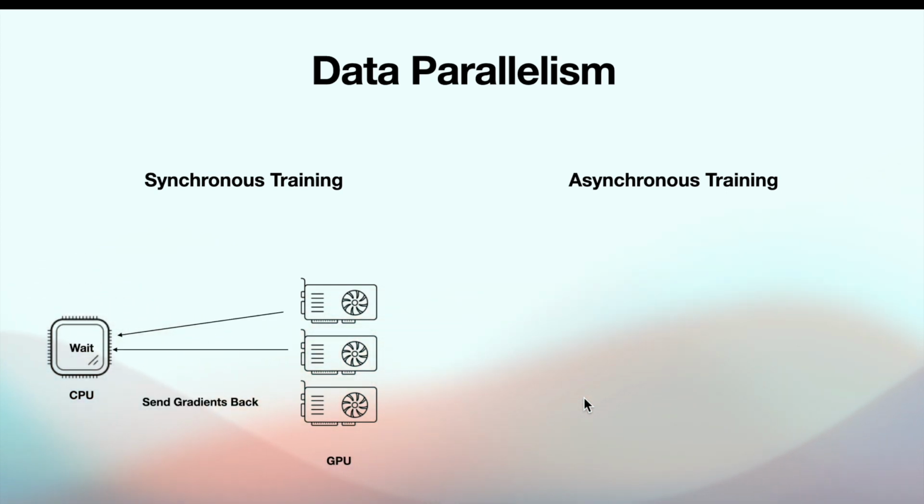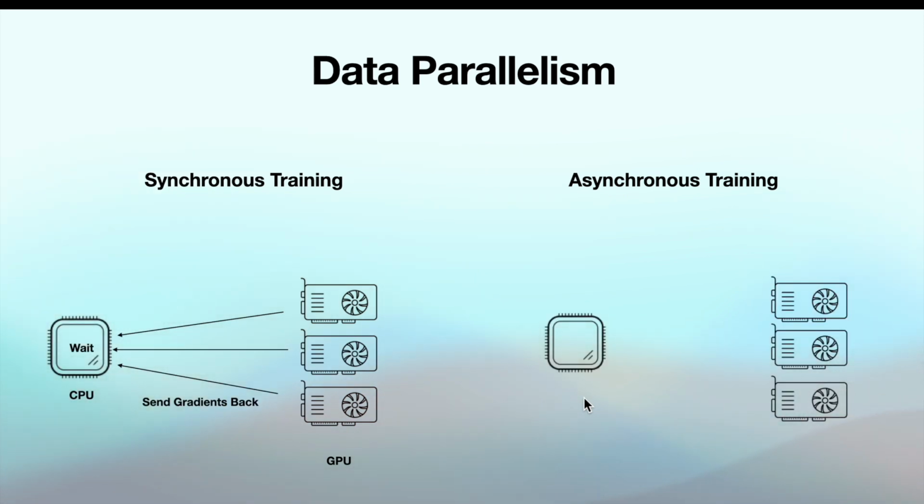Once all the gradients are sent back, they are all aggregated using an all-reduce process, and then the new model is again sent back to the GPUs with a new chunk of data to train. This goes on and on until we have gone through the entire data and trained our model.